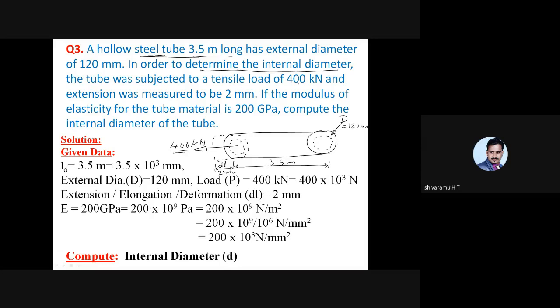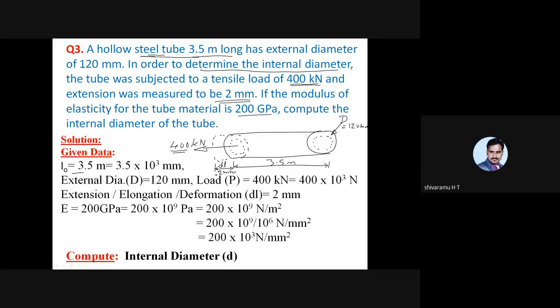So the tube was subjected to 400 kilonewton. After the application of the tensile load of 400 kilonewton, the tube is getting extension or deformation. With the tensile load, the tube is lengthening, and dl will be equal to 2 millimeter. If the modulus of elasticity for the tube material is 200 gigapascal, compute the internal diameter of the tube.